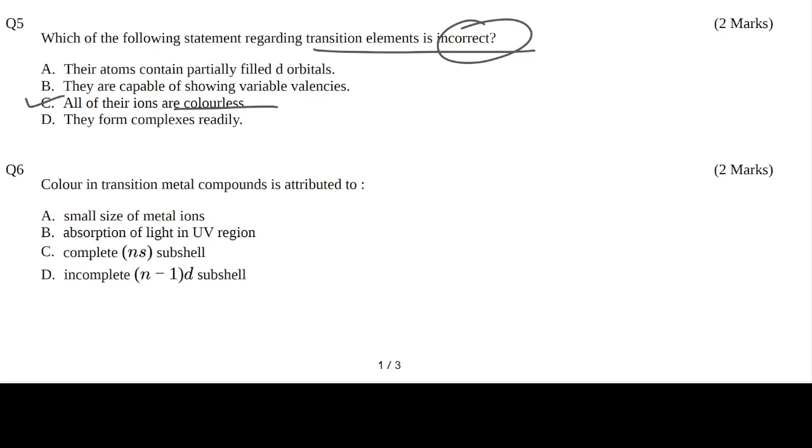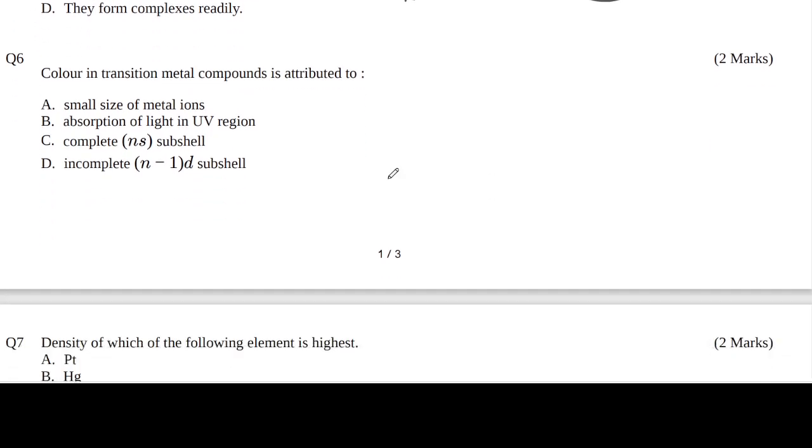You should understand that when we talk about these D block transition elements, they have the tendency to form colored complexes. For example, titanium complexes and all these ions form colored ions. Here they are saying that they are colorless, so this is the incorrect statement. Transition elements form so many colored ions and colored complexes. Let's see the next question.